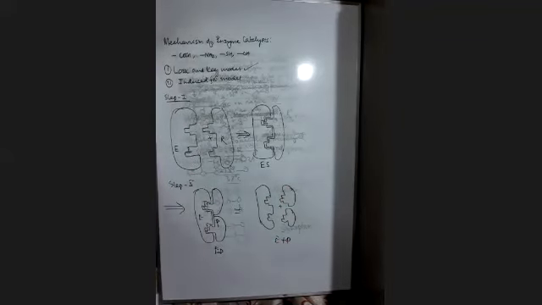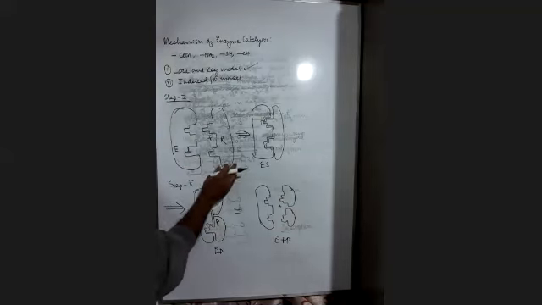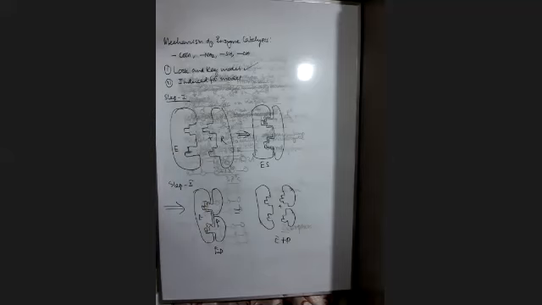So why do you call it the lock and key model? We know that every specific lock has a specific key. Similarly, only a substrate whose structure matches with this one, then only this enzyme is going to react or catalyze, otherwise it will not. Because of this, the model is called the lock and key model.